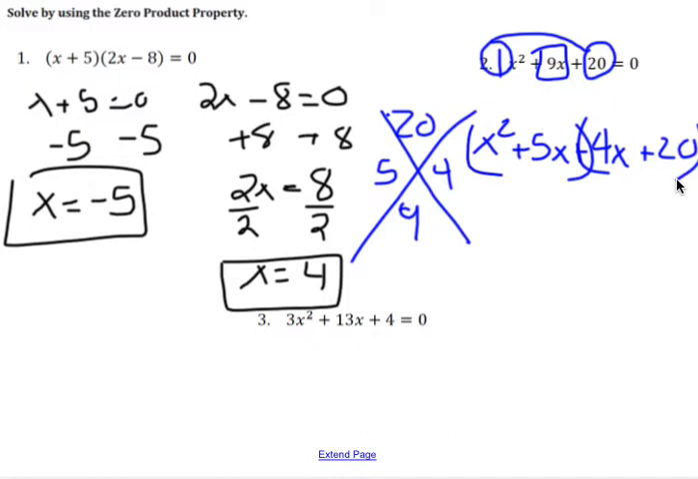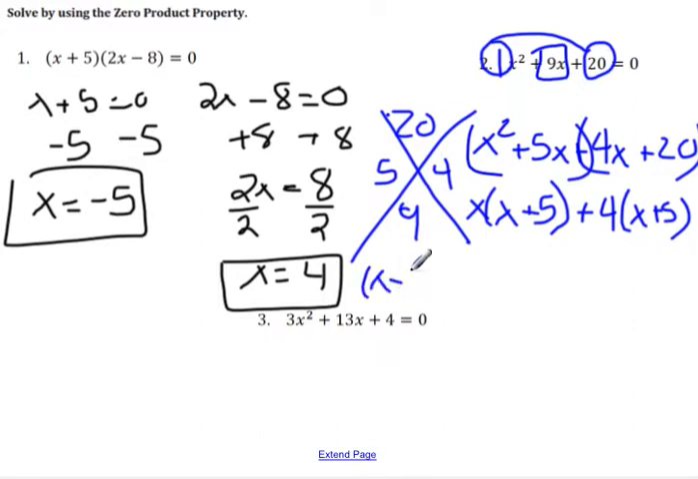So between x squared and 5x, I can take out an x. And then here, I'm left with x plus 5. Out of my second group, I can take out a 4, and then I'm left with x plus 5. So then I end up getting x plus 5 times x plus 4 when I complete my grouping.